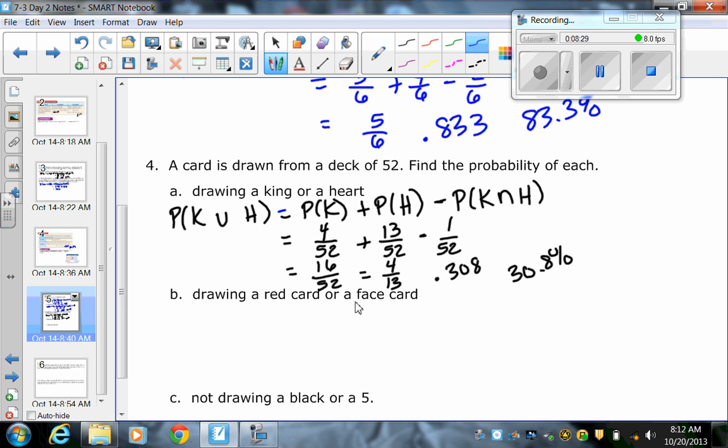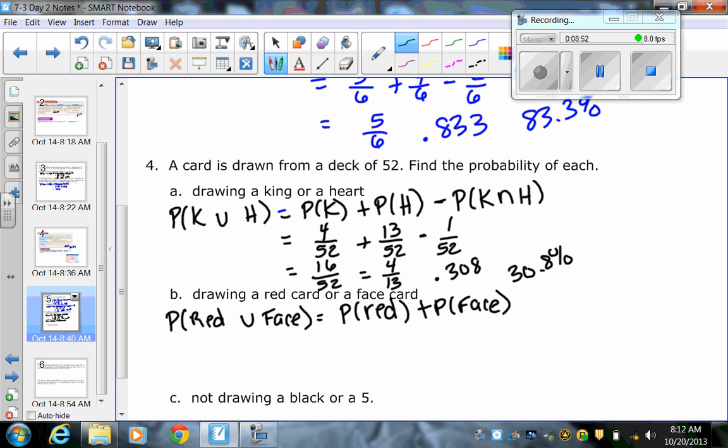Drawing a red card or a face card. As we talked about yesterday, there are face cards that are also red, so this is going to be inclusive. So the probability of a red or a face is the probability of a red plus the probability of a face minus the probability of a red and face.